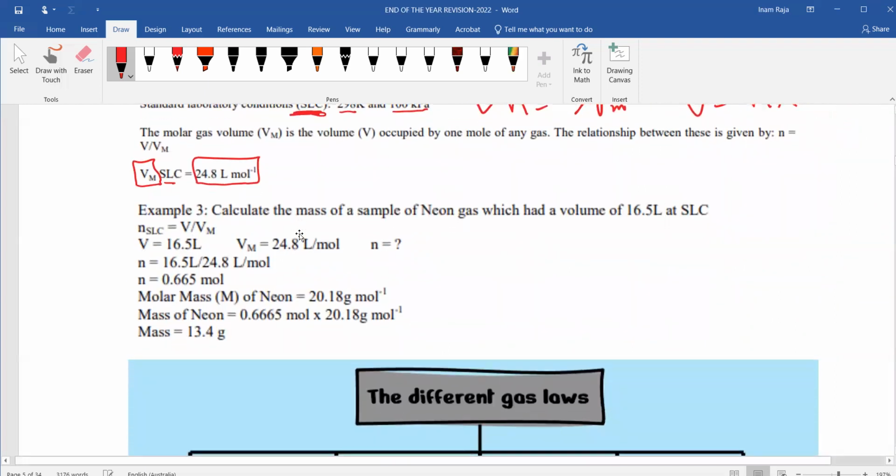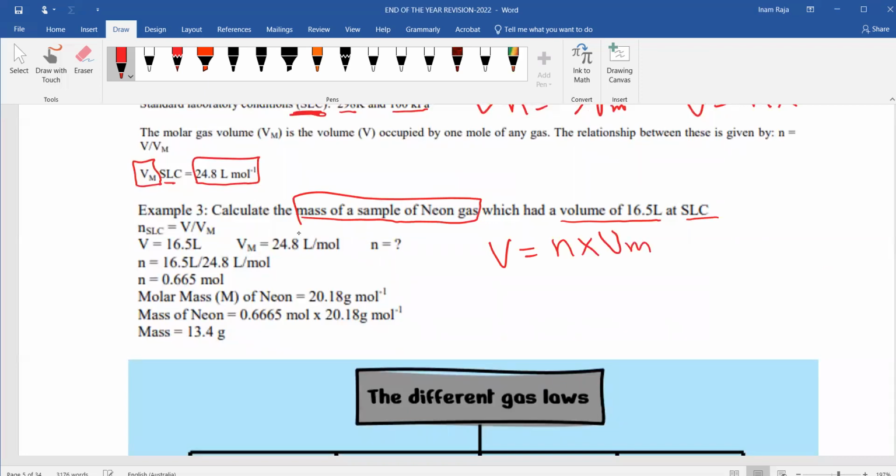Now let's say this example. There are typical examples like this. Calculate the mass of a sample of neon gas which had a volume of this at SLC. Now first you need to find moles. Once you have moles, you can change it to mass as well. So we know that V is equal to n times Vm. All right. So to find moles, take whatever volume is given to you over Vm, which is 24.8, and you'll find moles. Once you have the moles, multiply it by the molar mass of the neon gas and you'll find the mass. So when you have the final mass, make sure you box it and make sure you have the correct unit as well.